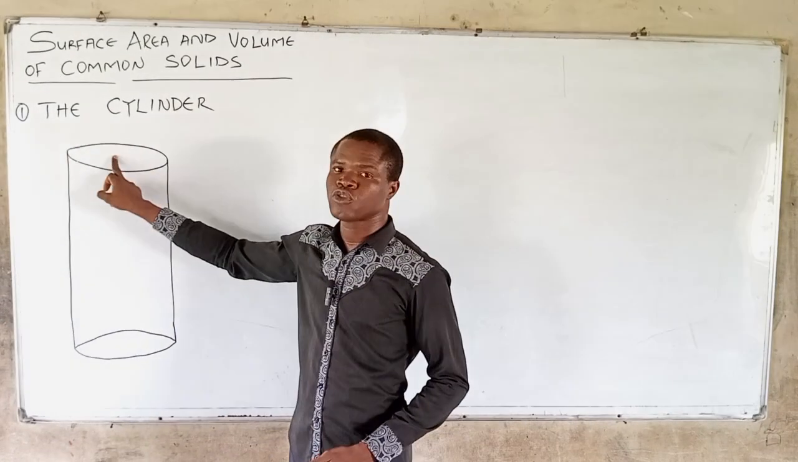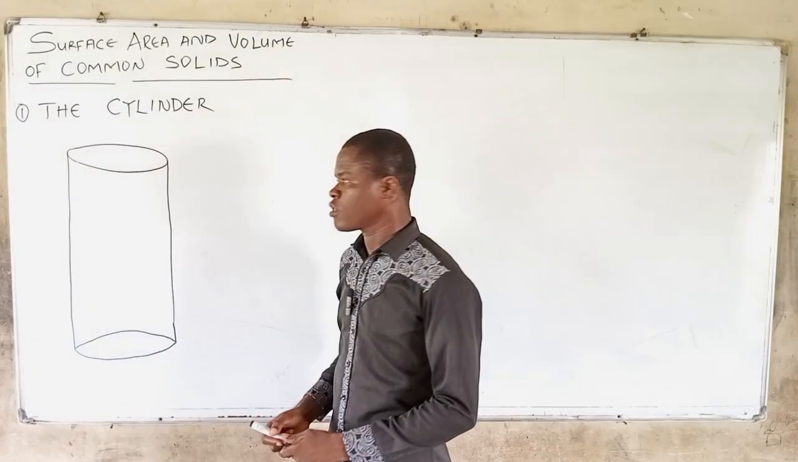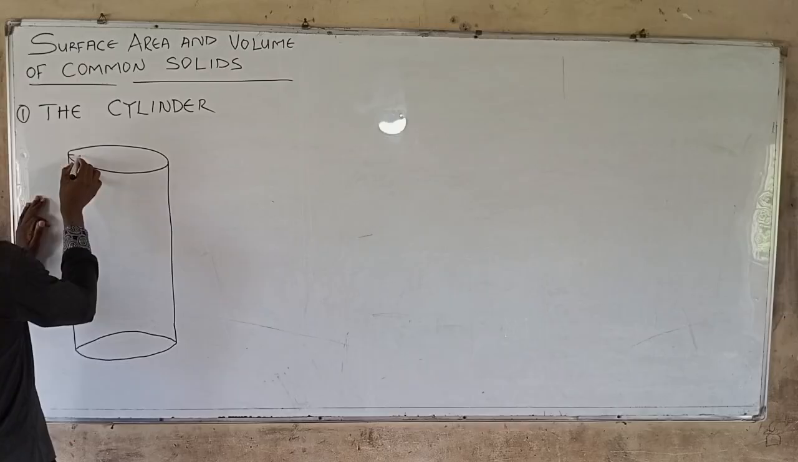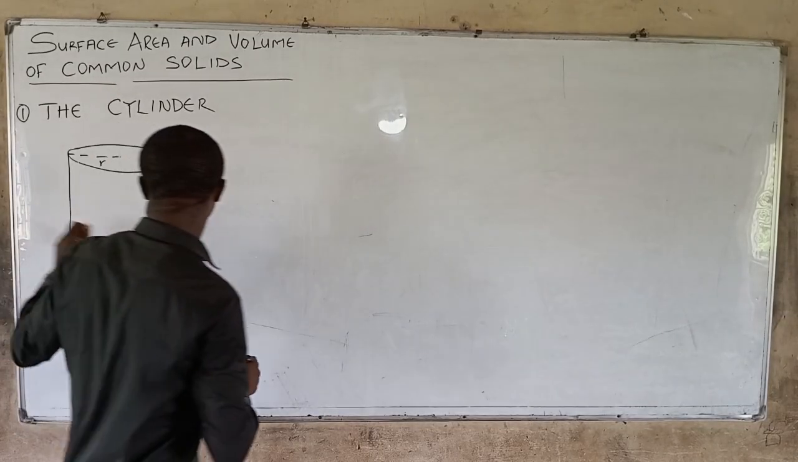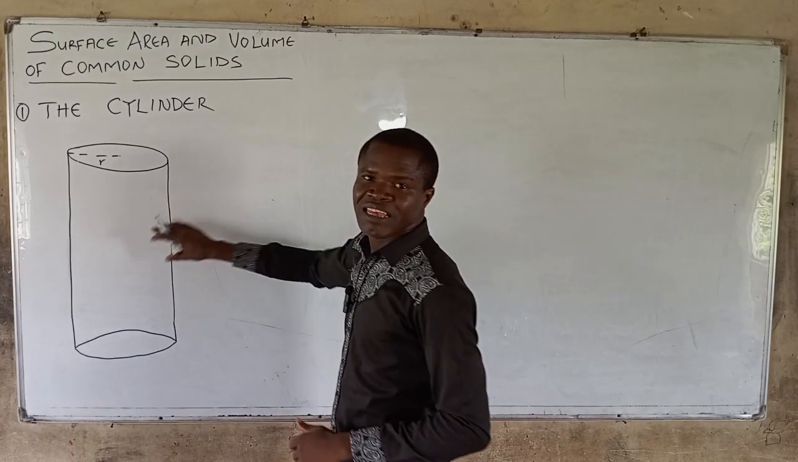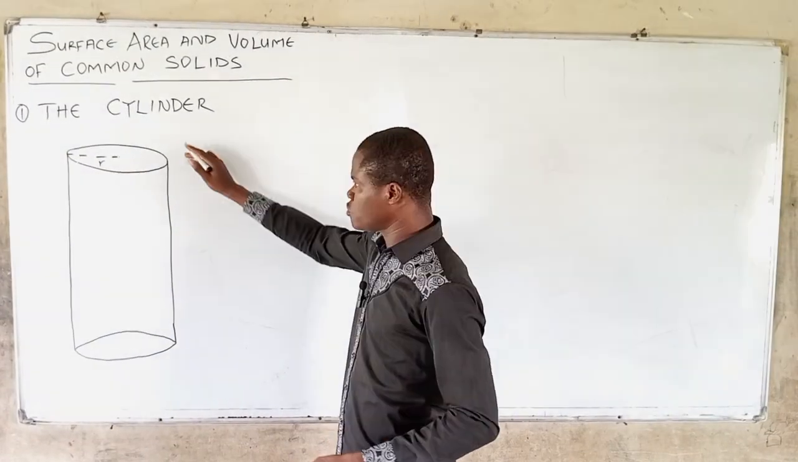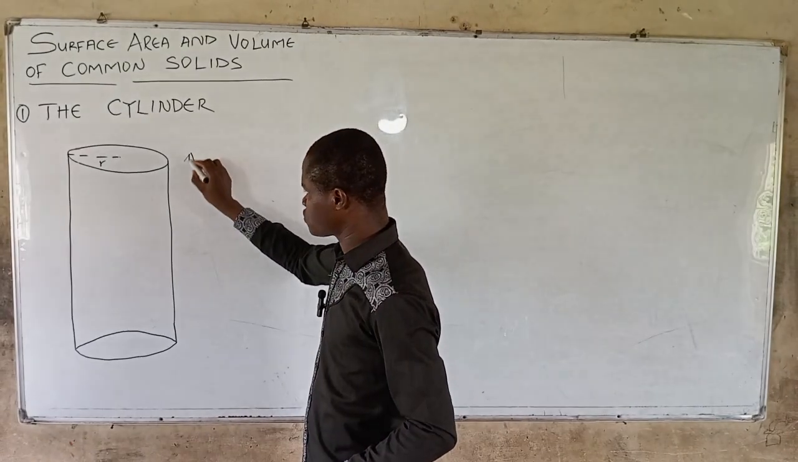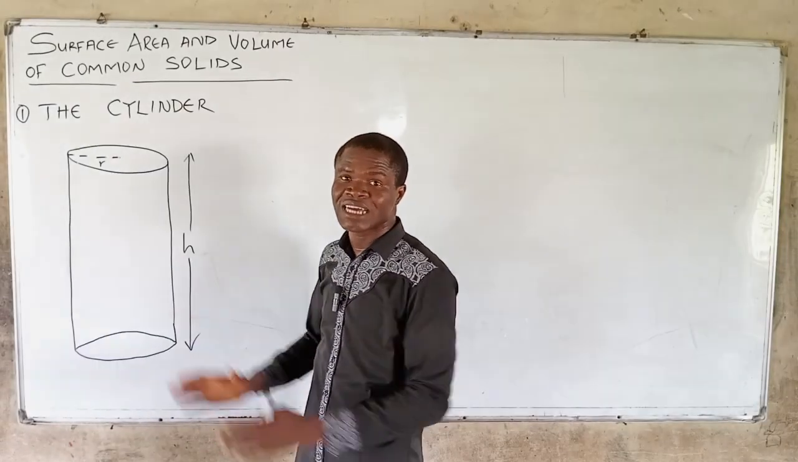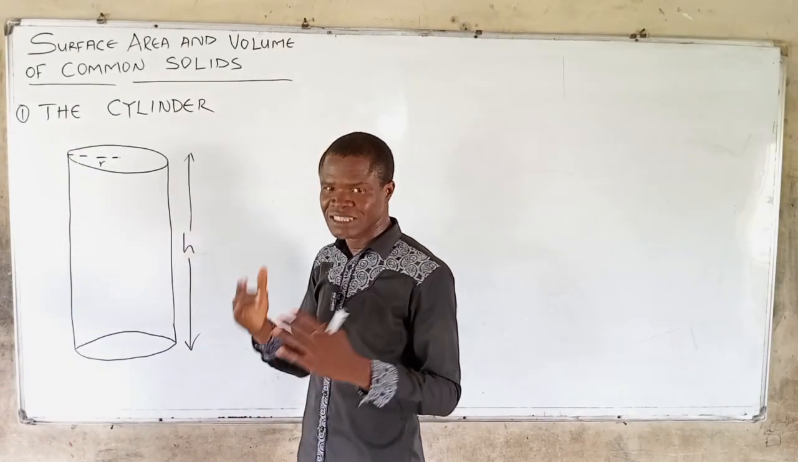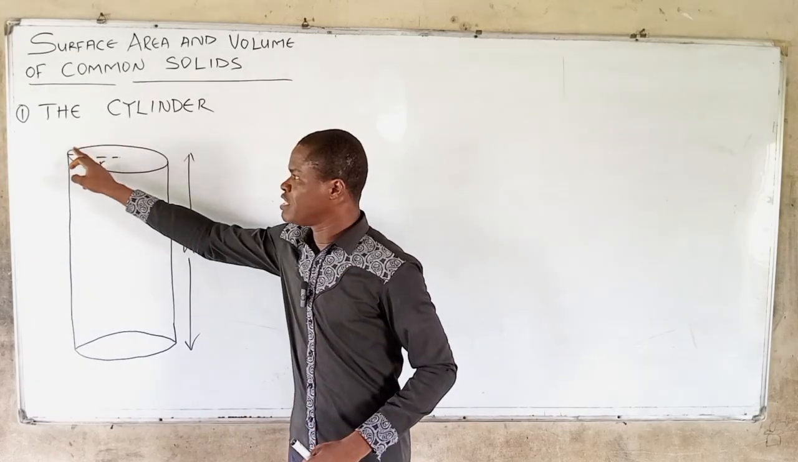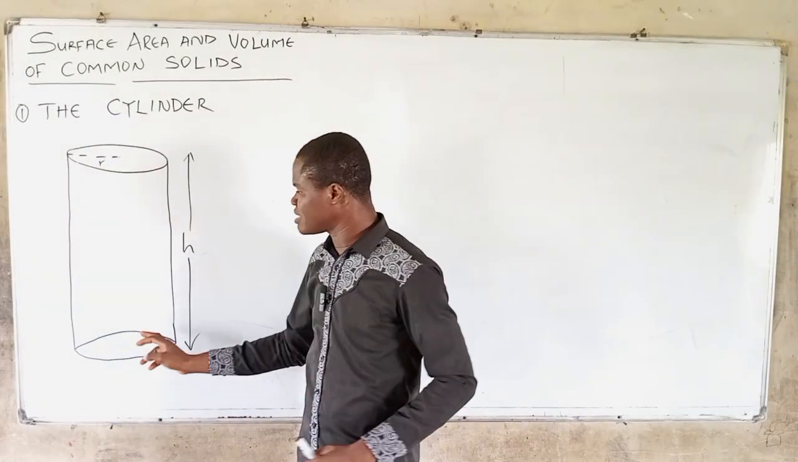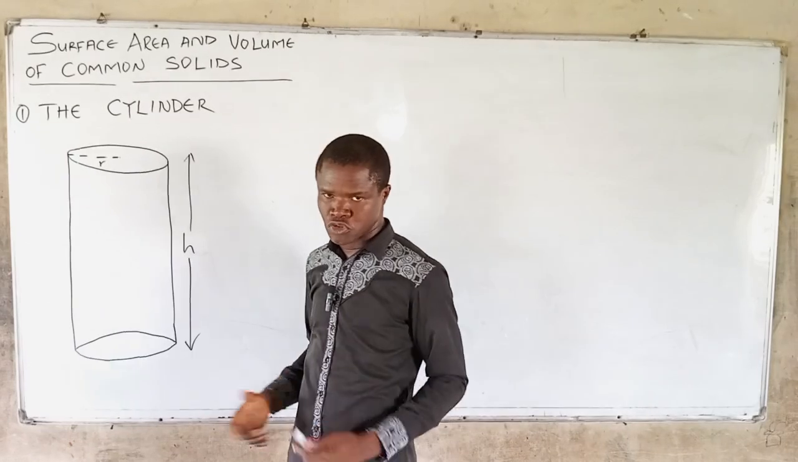It has a circular top and a circular bottom. We can be talking about the radius of this circle. We call it r. And then, since this is a solid shape, this cylinder has a height. Let's call that h. Once we say that this figure is a cylinder, then definitely the size of the circular top is the same as the size of the circular bottom.